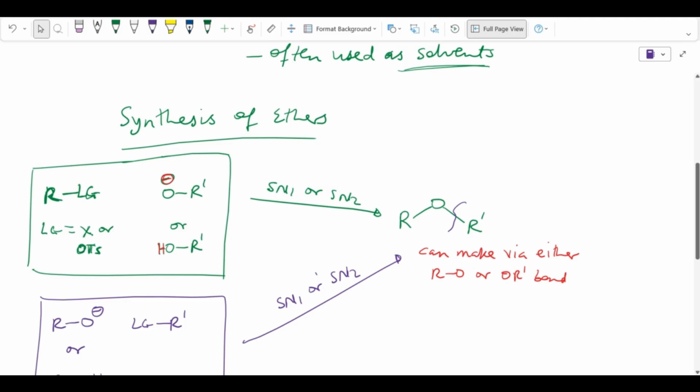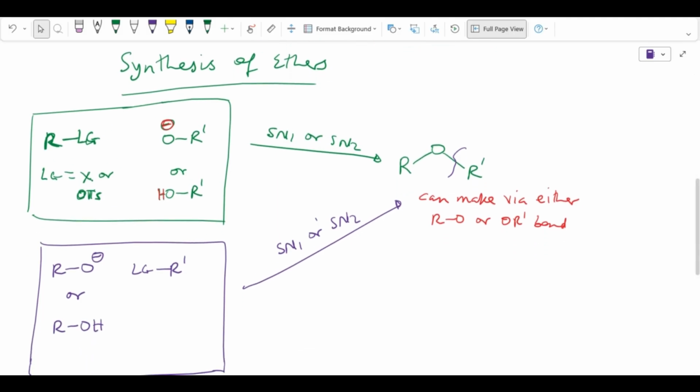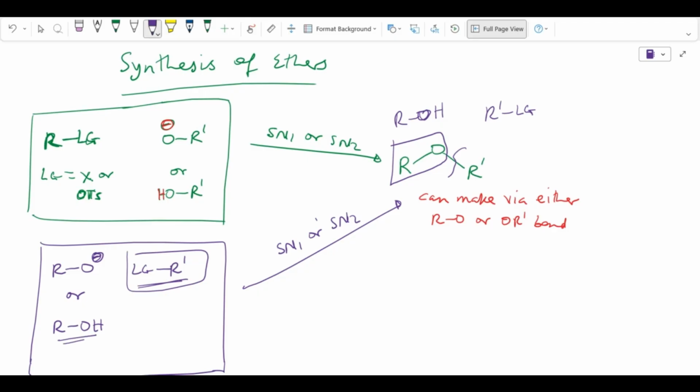If you split it right there, you will have two fragments. You will have the OR fragment and you will have the R prime fragment. You can now make these fragments into meaningful reactants by adding a leaving group to the R prime, which will give you this. And for the OR, you can make that into a strong nucleophile by adding a negative charge to the oxygen, which will be this. Or you can just place a proton or a hydrogen in front of the oxygen, and that will make it into a weak nucleophile, which is what we have here.